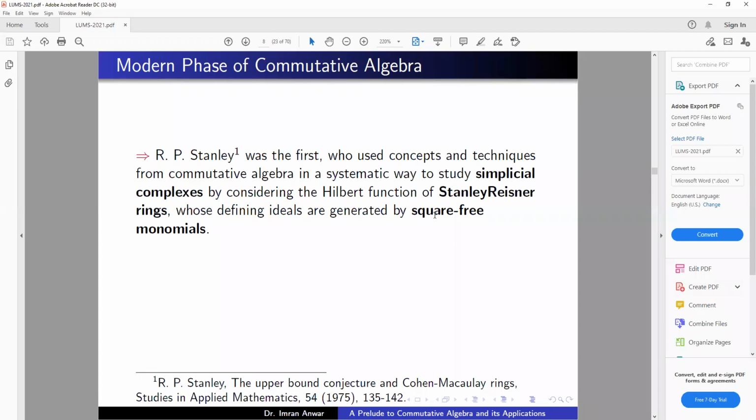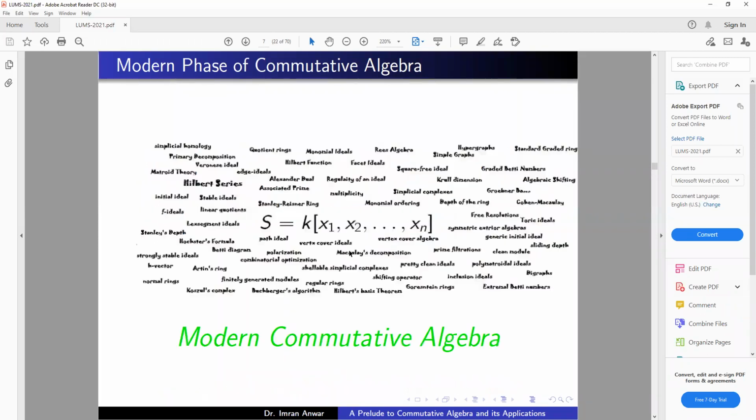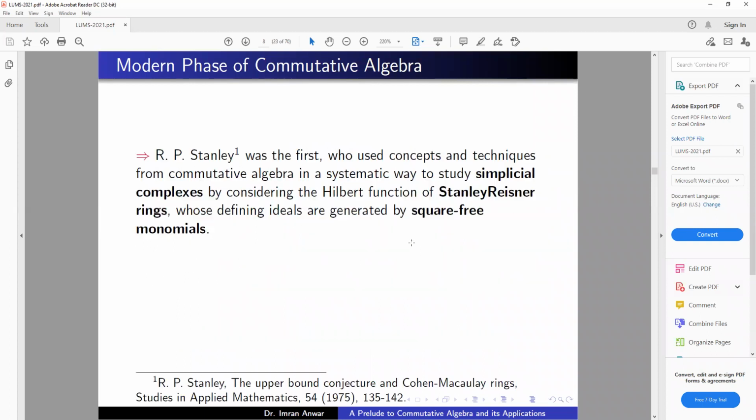By considering the Hilbert function of the Stanley-Reisner ring, whose defining ideals are square-free monomial ideals. So everything in this particular area deals with the polynomial ring, and the objects to study are the ideals, particularly the ideals generated by square-free monomials. Richard Stanley basically used square-free monomial ideals to study the algebra associated to a simplicial complex. And why did he do so? Basically, he was proving a conjecture, the upper bound conjecture. In proving that conjecture, he built this kind of algebra.